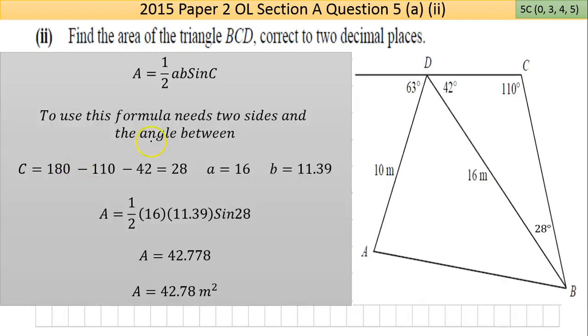So I'm going to go straight to the answer. I have my 28, I have my 16, and I have my 11.39. Put them into the formula: half times A times B times sine 28. Now it's a calculator job. Up comes 42.778, to 2 decimal places. So 8 is greater than 5, the 7 rounds up by 1. So 42.78 and the units are meters squared. Okay, so that's that. Question A part 2, 5 marks.